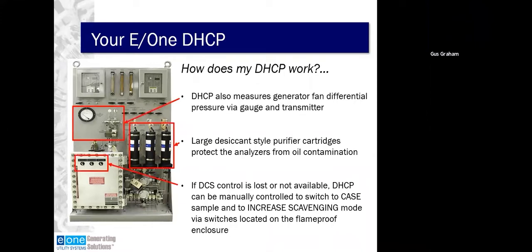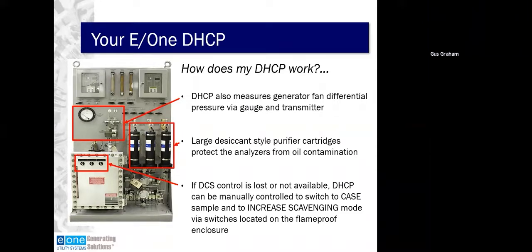So some other functions that the DHCP performs, it's also measuring and monitoring the generator fan differential pressure. There's a gauge and a 4 to 20 milliamp pressure transmitter. That signal is sent back to the control system as well. In the event that the purity analyzer can't be trusted or there's a concern, the differential pressure can be used to map to a purity level. It's one of the original methods of monitoring purity in these hydrogen-cooled generators.